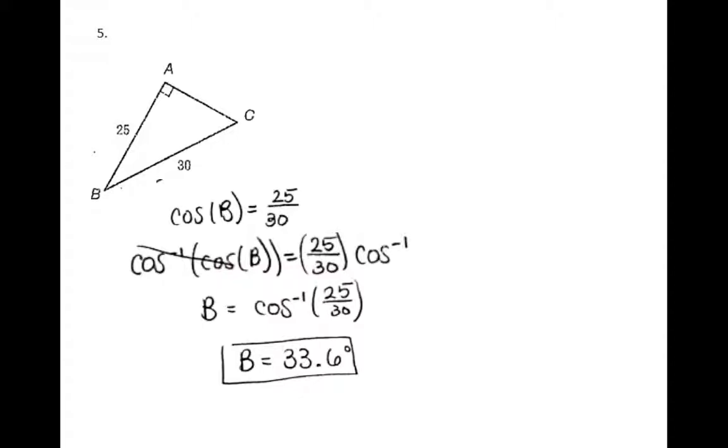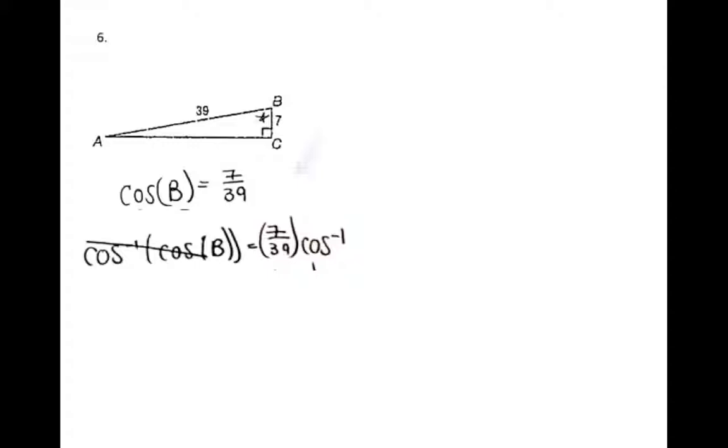Last example here. Looking at this last example, we're looking for angle B, and we're given the side adjacent to angle B and the hypotenuse. So again, we're going to use cosine of B equals the adjacent side, 7, over the hypotenuse. Then from there, I want to solve for B. I'm going to multiply by the inverse of cosine. Therefore, it's going to cancel, and I'm going to be left with B equals the inverse cosine of 7 over 39.